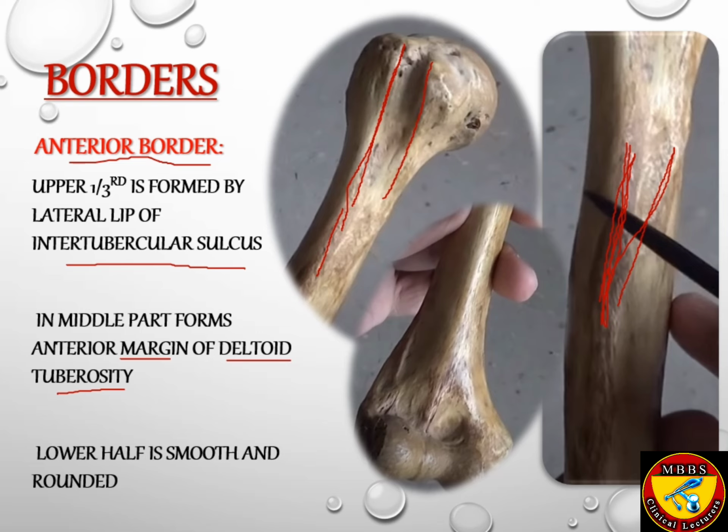And this is the lower end of the anterior border. This is the middle part of the anterior border. Now in the lower half, it is smooth and rounded. You can see this is smooth and rounded in its lower half, which continues to end in between the coronoid and radial fossa.